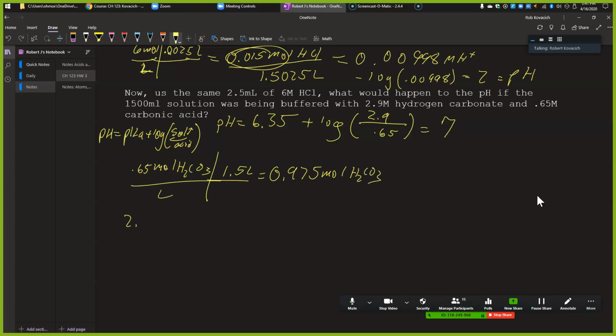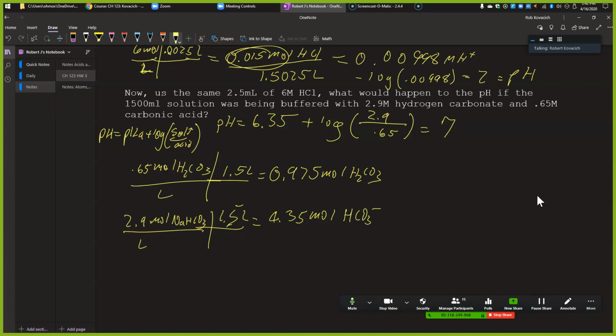And then we have 2.9 moles per liter of baking soda, and it's also in 1.5 liters. So 2.9 times 1.5. So we have 4.35 moles of hydrogen carbonate.